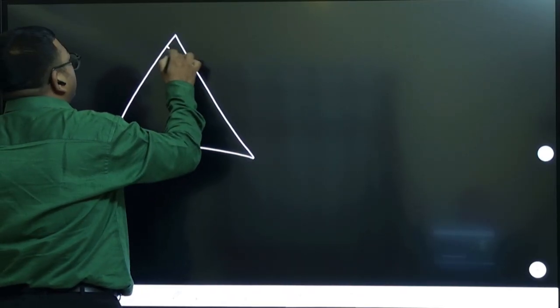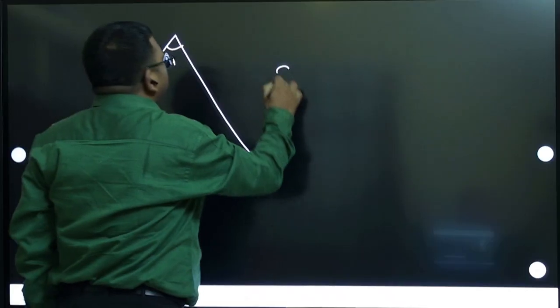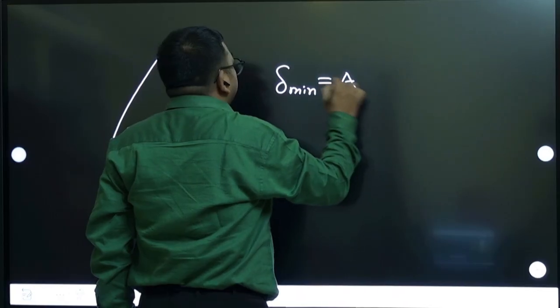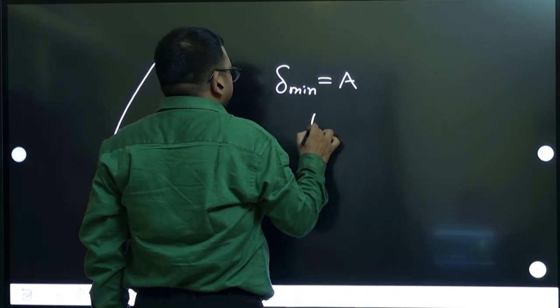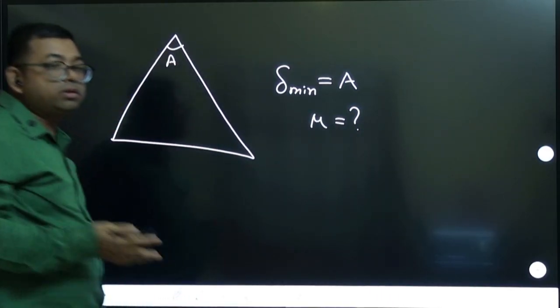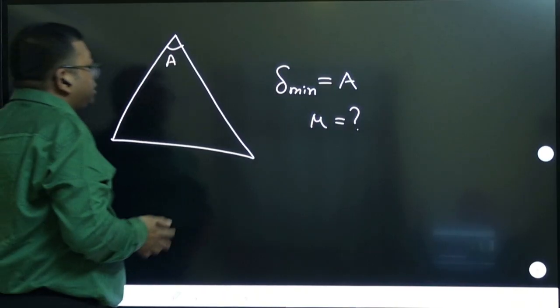Okay, so this question was that there is a prism, angle A is there, and they are saying that the minimum deviation is equal to A. Then what are the possibilities of mu? What is the range or what are the values of mu? Right, that's what it is.